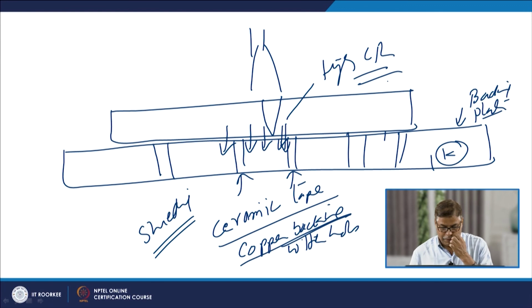So, we normally try to avoid the use of the copper backing plate because the higher cooling rate promotes martensite formation as well as embrittlement of the weld and the heat affected zone. Ceramic tapes can be used in order to avoid such cracking tendency associated with the copper backing plate.